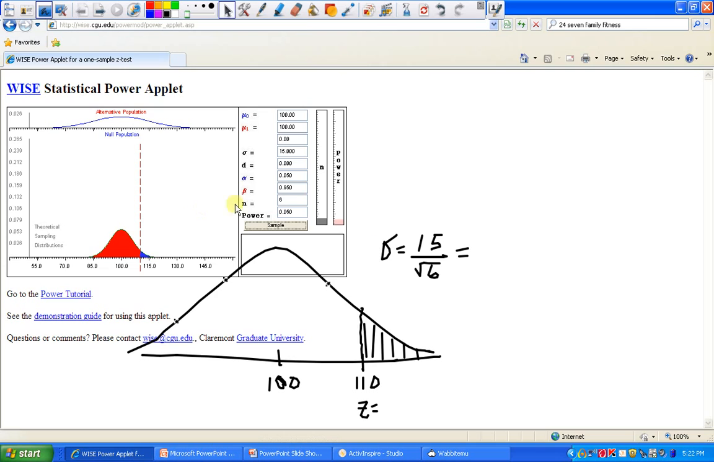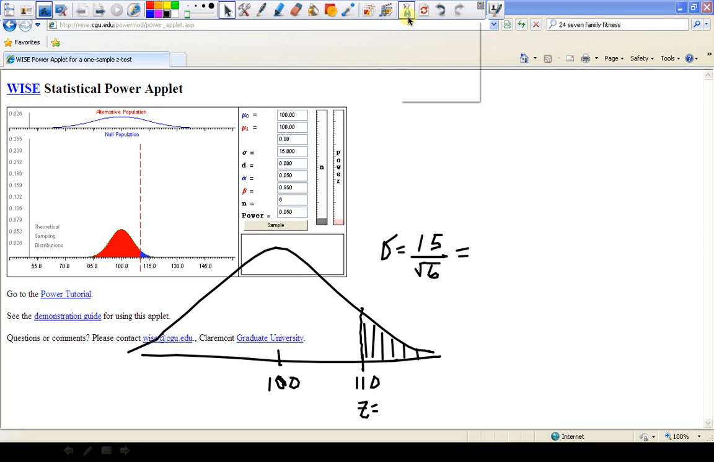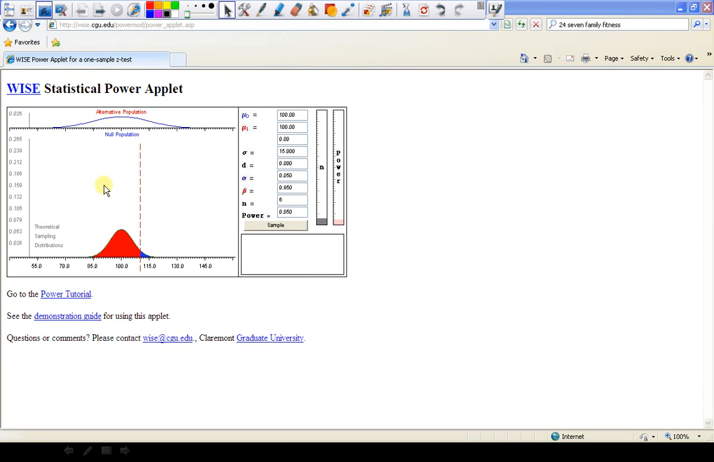So now let's look at this. This is our setup. We're saying the mean sub-zero is 100, the true mean, or this is our hypothesized mean. We're assuming that the true mean is 100 for our null hypothesis. Our standard deviation is 15. Our alpha, which is the probability of type 1 error, which is what you see right here in blue, is 0.05. That's what we set. We can change that. Our n is 6.